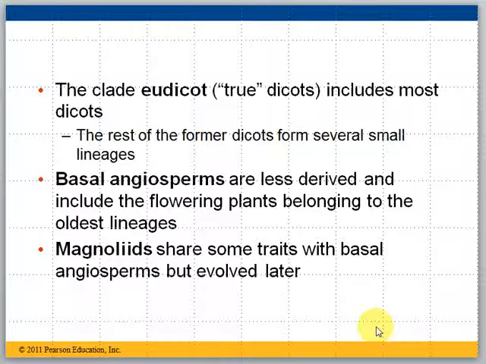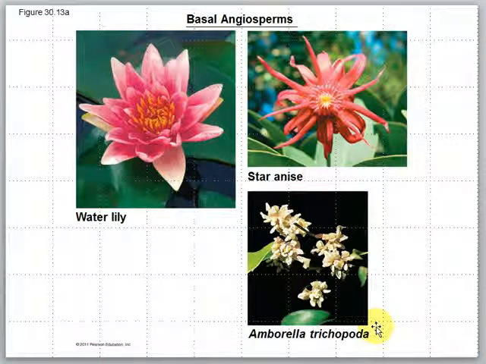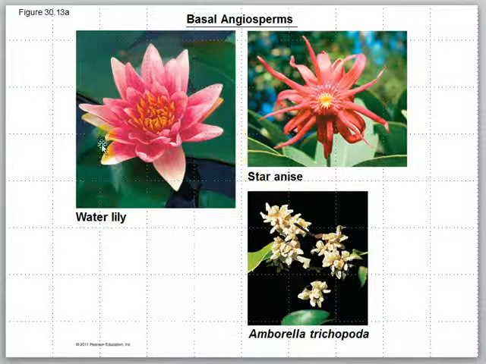So the basal angiosperms would be three small lineages that constitute the basal angiosperms. These would be some very old varieties, or varieties that we think are most closely related to the ancient common ancestor. This would be like water lilies and star anise, some cool different plants that we see here. You might be familiar with water lilies. You may have heard of star anise. These will be your basal angiosperms. Basal means like base or near the bottom.